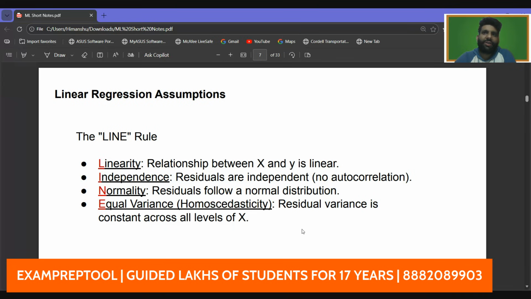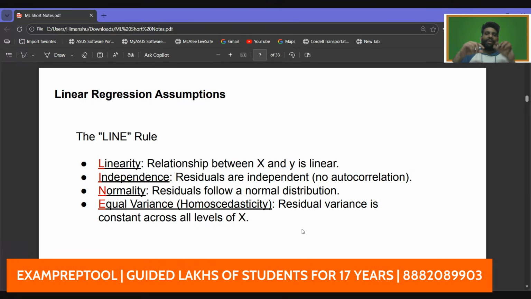Homoscedasticity, what does it mean? That overall my variance should not depend upon the scale of features. So if I'm increasing, for example, if x1, x2 were the features, as they are increasing, the overall variance in my residual should not increase, that I am getting more and more variation.